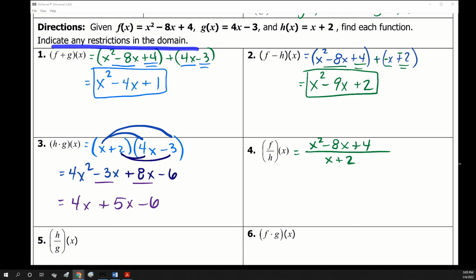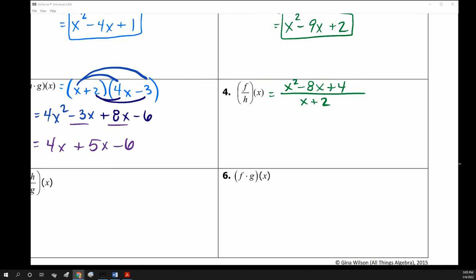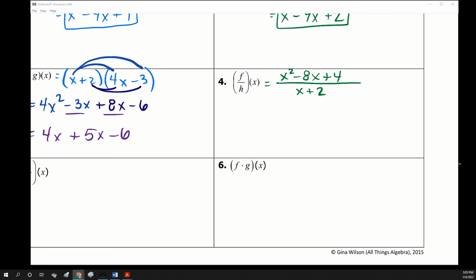Well, there's one other little thing. So it tells us to indicate any restrictions in the domain. So one thing that restricts the domain is dividing by 0. So this whole denominator cannot be 0. So we would just say x plus 2 cannot be 0. So then, this is the domain. So then x, we saw that we would subtract 2. X cannot be negative 2.